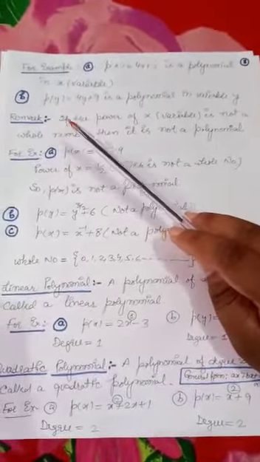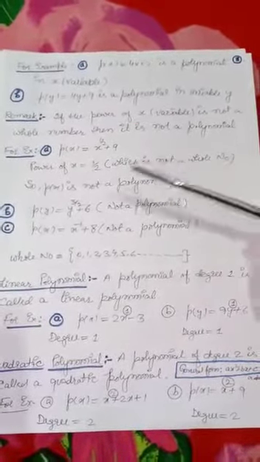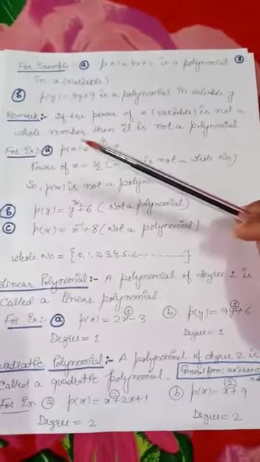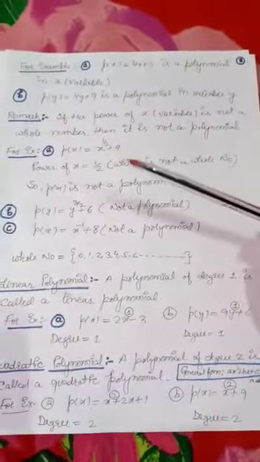Remark: if the power of the variable x is not a whole number, then it is not a polynomial. Mind one thing, remember one thing, if the power of x is not a whole number, then it is not a polynomial.